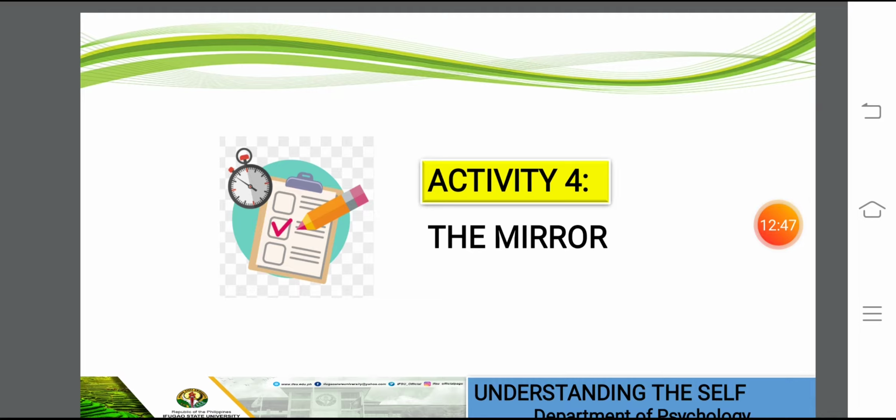The activity 4 should be done by reading The Mirror, a poem by Sir Donato Abaya, our chairperson in psychology. So you answer the 4 questions there after reading The Mirror. Okay? So for the purpose of those who have not yet read this, I will read this, okay?